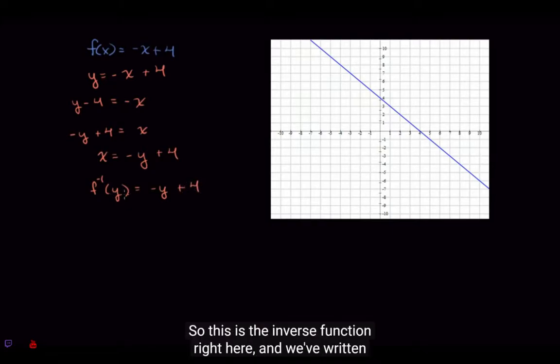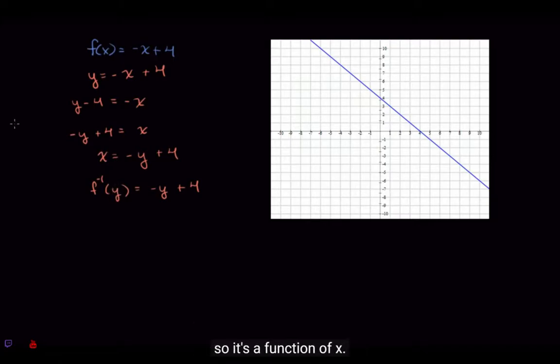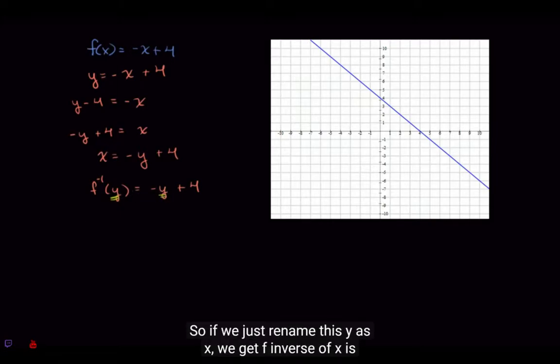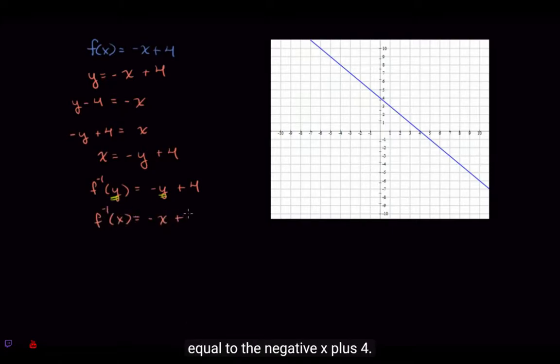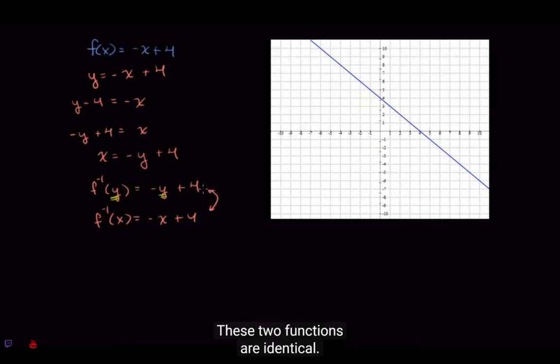So this is the inverse function right here. And we've written it as a function of y. But we can just rename the y as x. So it's a function of x. So let's do that. If we just rename this y as x, we get f inverse of x is equal to negative x plus 4. These two functions are identical. Here we just use y as the independent variable or as the input variable. Here we just use x, but they're identical functions.